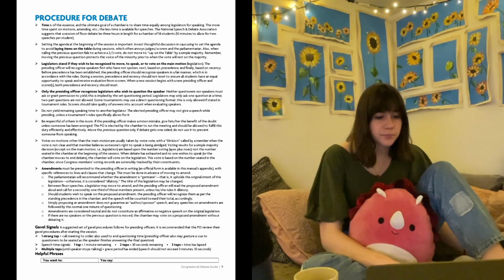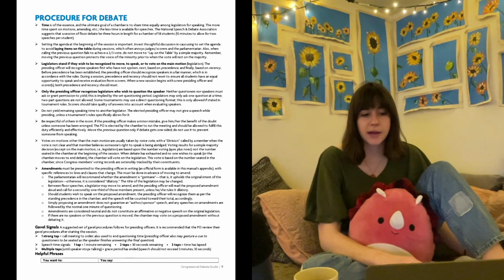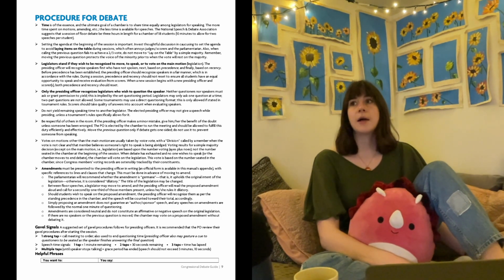Legislators stand if they wish to be recognized to move, speak, or vote on a main motion. It is good practice to stand and do either a name count or a number count during main motions. So the most important motions within a chamber generally should have a little bit more formality to them than, say, like a motion for a recess or something a little bit smaller.